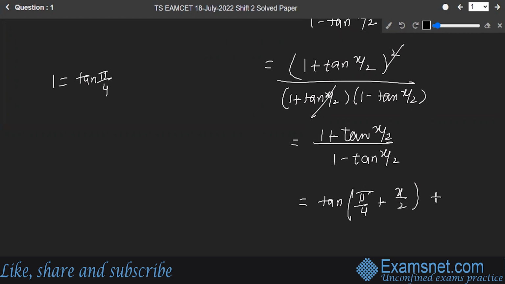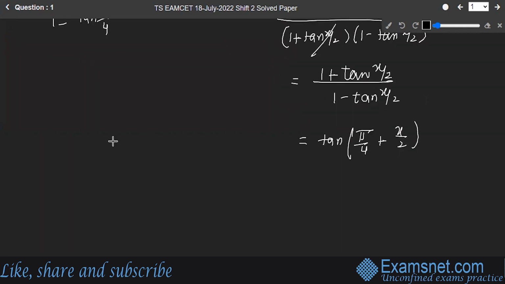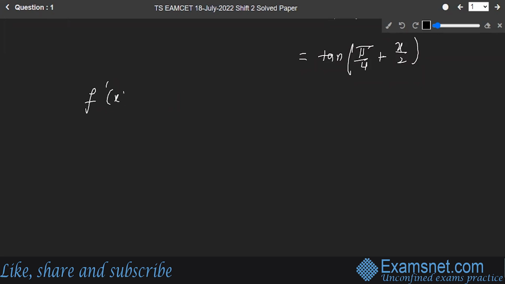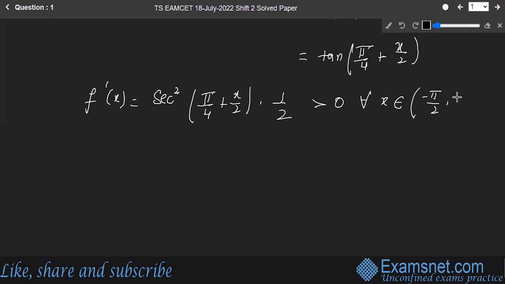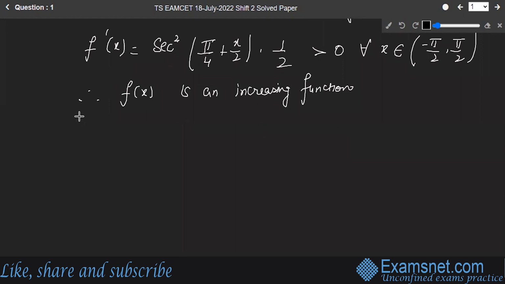Right. Now, if I find the first derivative of the function, f dash x will come out to be secant square of this into the coefficient of x, which is 1 by 2, right? Of course, this is greater than 0. Why? Because for all x belonging to this interval, this will give you a positive value for sure. That means this is a positive value, which means that f(x) is an increasing function. Correct? Therefore it's an increasing function, which also means one more thing, that this is a one-to-one function.